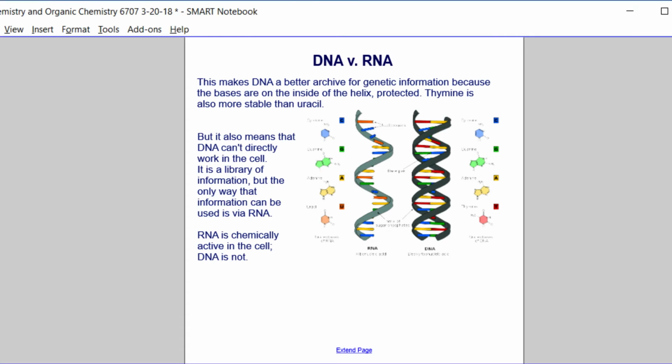So you can see in the RNA, they're exposed here on the outsides, but within this double helix DNA, they're protected. Thymine is also more stable than uracil in the DNA double helix, but it also means that DNA can't directly work in a cell. It is a library of information, but the only way that information can be used is via the RNA. RNA is chemically active in the cell, while the DNA is not. It's just a storage mechanism for the genetic information.